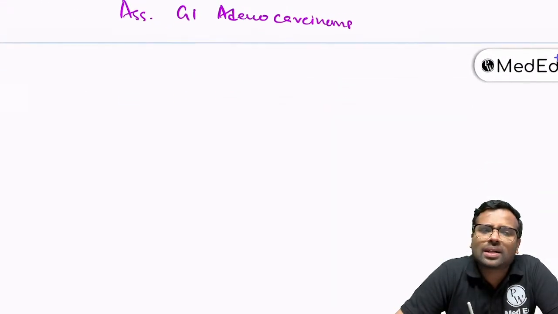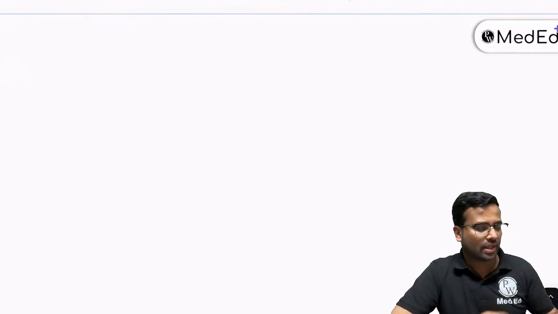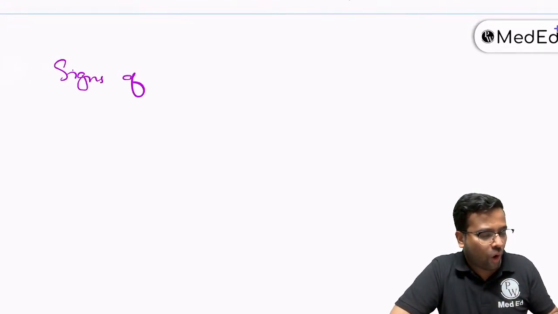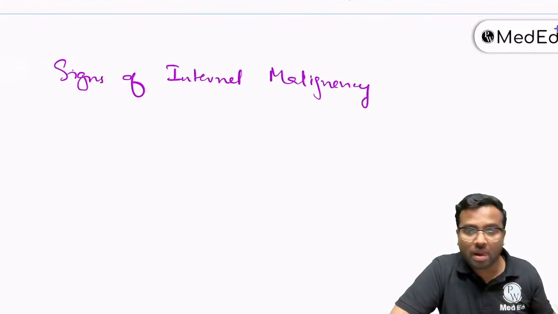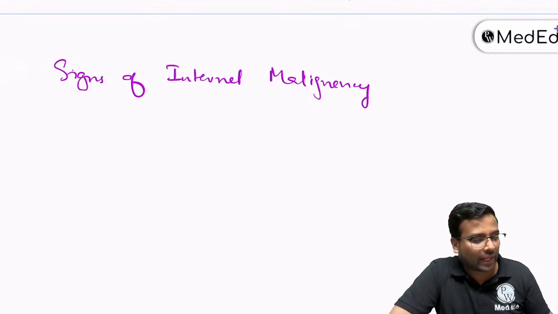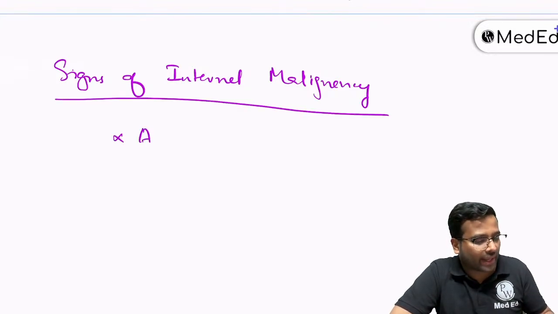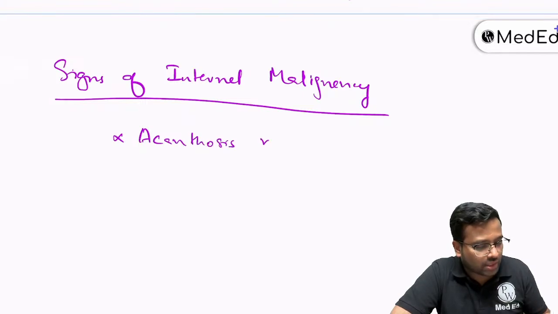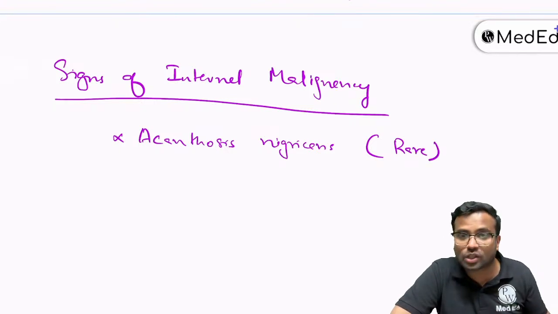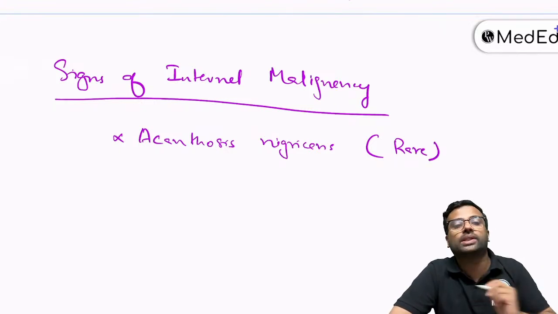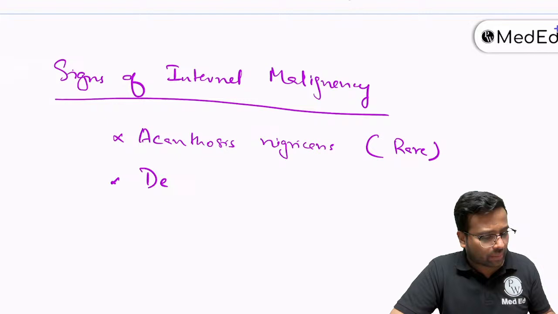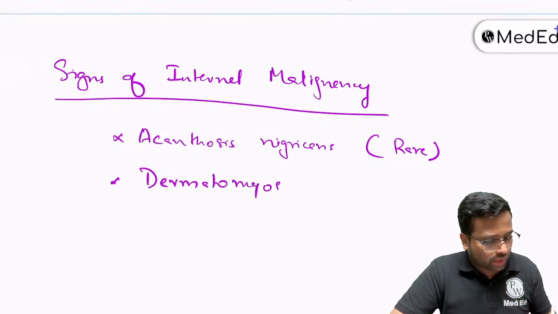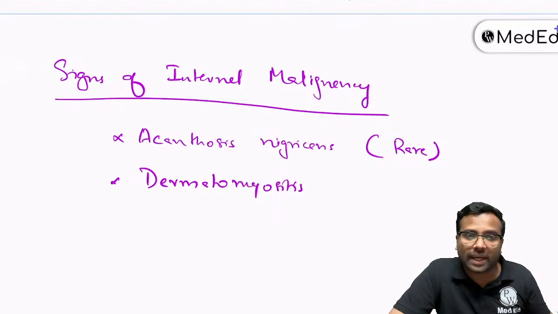Okay, so any other internal malignancy signs that we can see in the skin? Any other that you would remember? Like let's say even today we discussed acanthosis nigricans. Even though it is quite rare that acanthosis nigricans is associated with malignancy, still you'll keep this as one of the things in your mind. The second one we also discussed today is when a patient is having symptoms of dermatomyositis. We have to always rule out a malignancy, right?